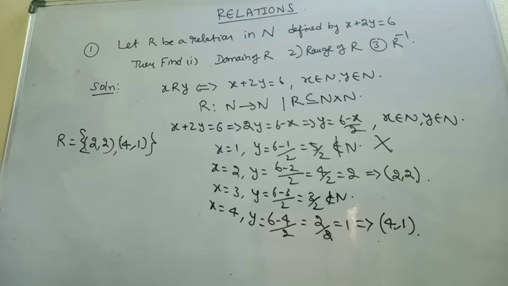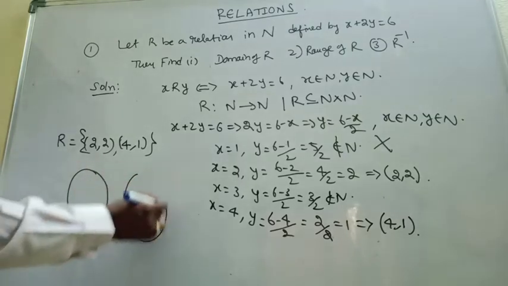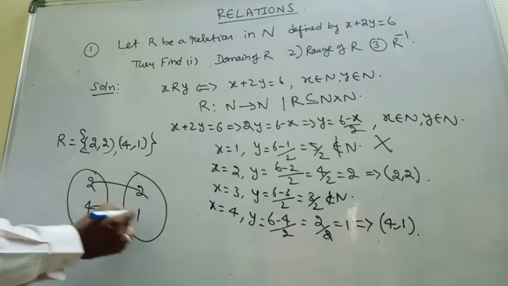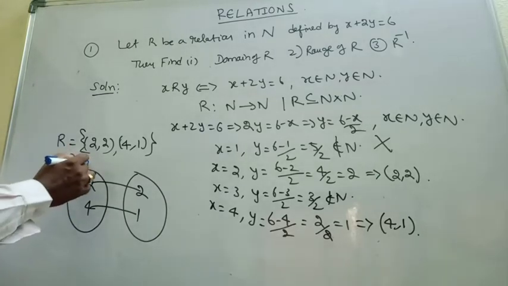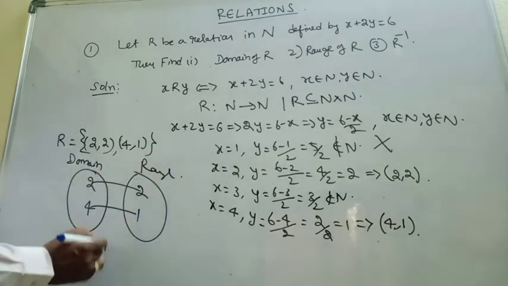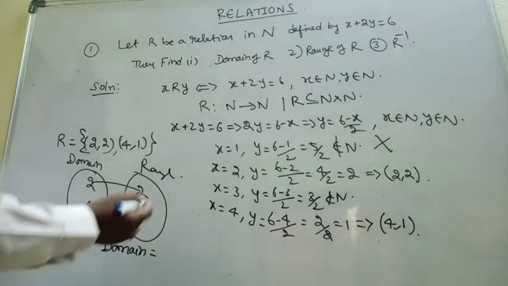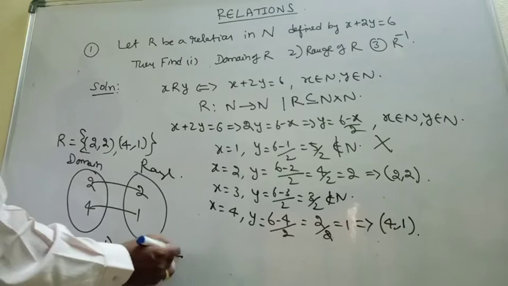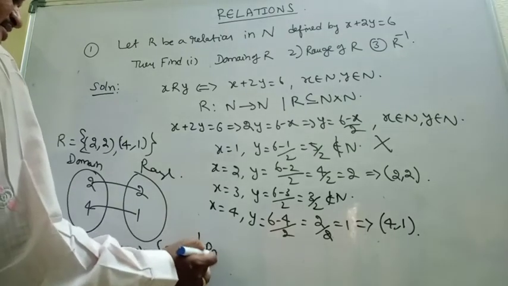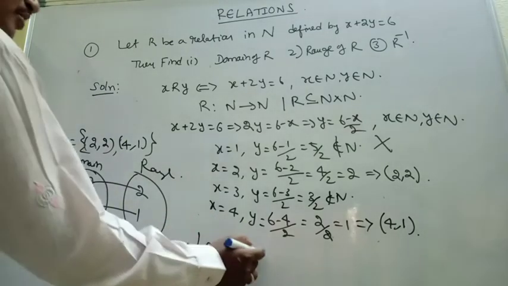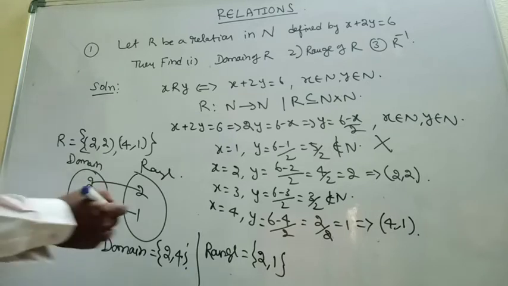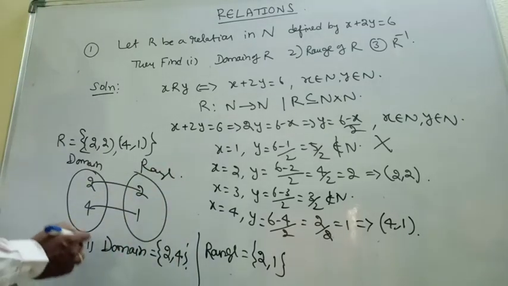Now we need the domain and range of R. If you write this relation as 2 comma 2 and 4 comma 1, the domain of R is nothing but 2 comma 4, and the range is 2 comma 1, the elements related with 2 and 4.